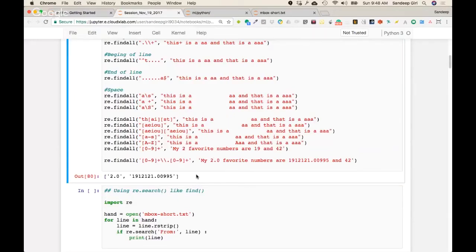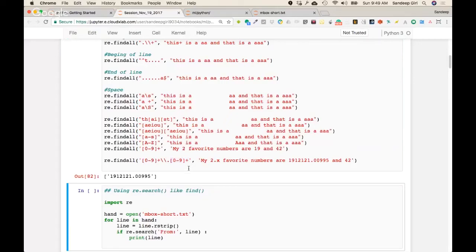Now you see that? Had it been something else like 2.x, it won't match it. Okay, does it make sense to you? So what are we saying here? We are saying 0 to 9, any digit between 0 to 9, plus means any number of times. So any number of times, any digit. That's what it means. Followed by a dot. Since dot has a special meaning, we had to put two slashes to override its special meaning, and afterwards again a number. So number followed by a dot and followed by another number. All right.